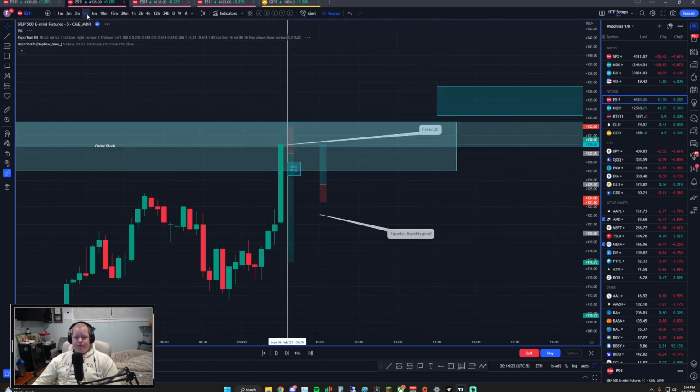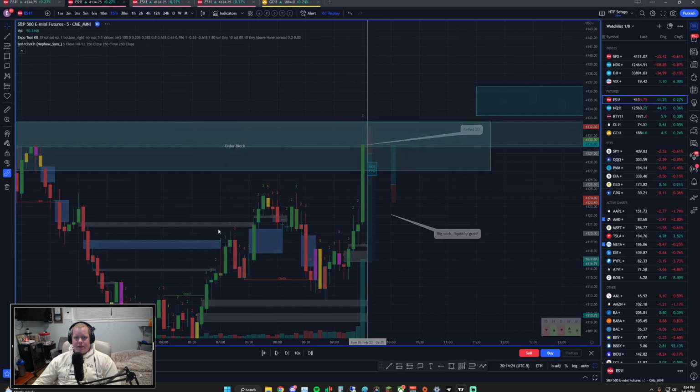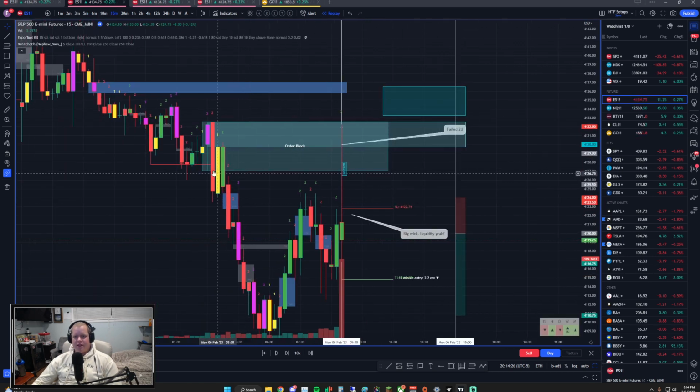So I dropped down to the 15 minute. I'm going to look at this order block here. Remember, an order block is the last bullish candle before a bearish trend. If I take this little brush here, this is a bearish trend, making lower lows, lower highs, lower lows, etc. I'm going to take the last bullish candle, which would be this one here, and I take that from the candle low to the candle high, and that's my order block.